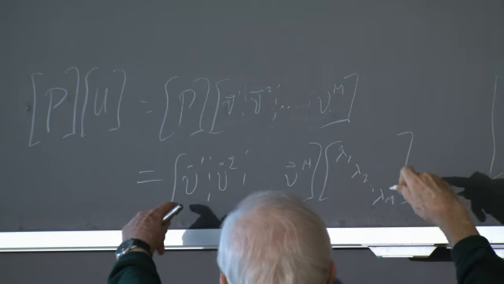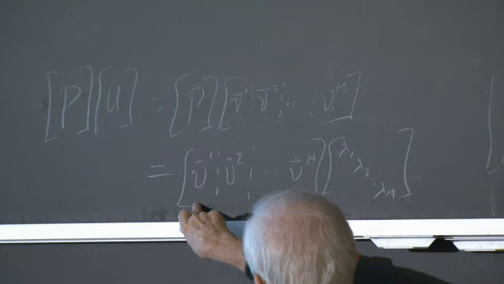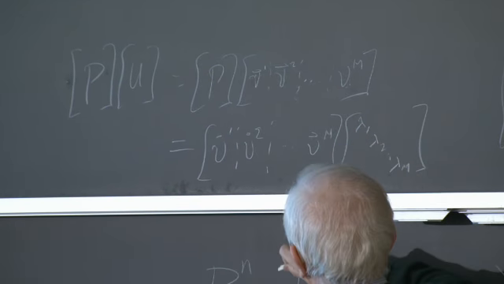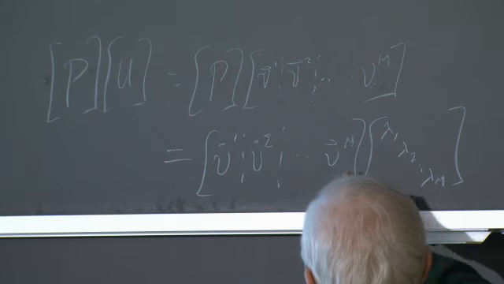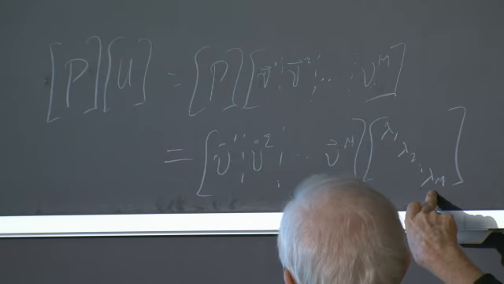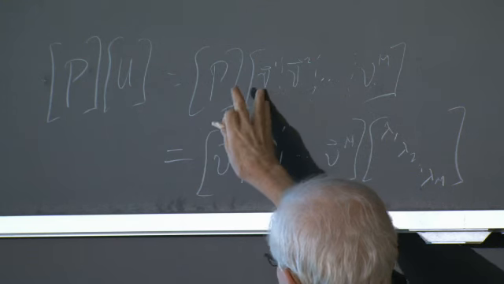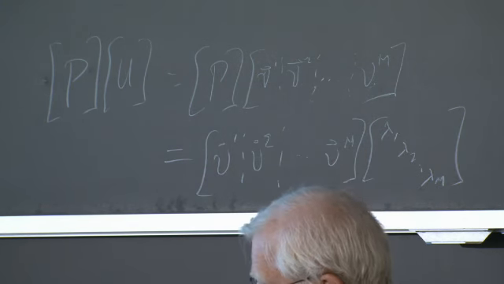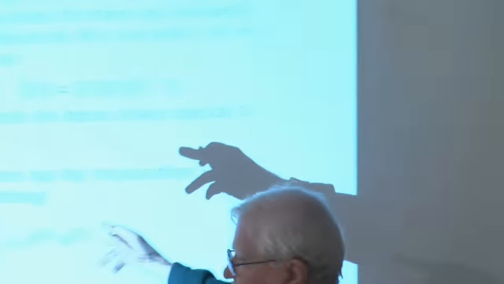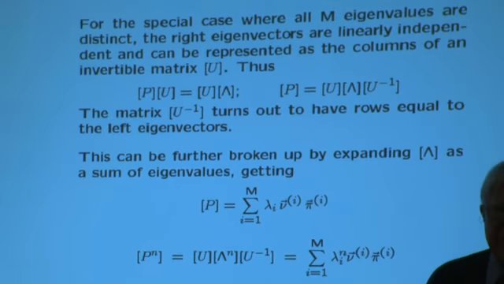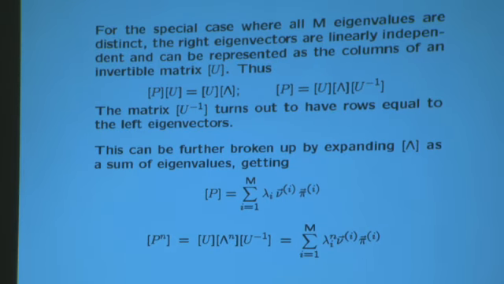Now you multiply this out, and what do you get? You get nu 1 times lambda 1. You get nu 2 times lambda 2 for the second column, nu m times lambda m for the last column, and here you get P times nu 1 is equal to nu 1 times lambda 1, and so forth. So all this vector equation says is the same thing that these m individual eigenvector equations say. It's just a more compact way of saying the same thing.